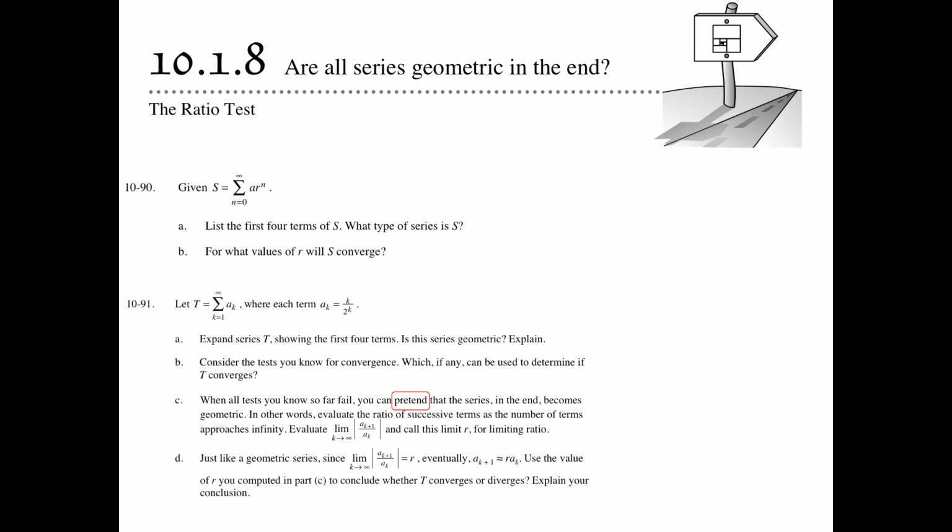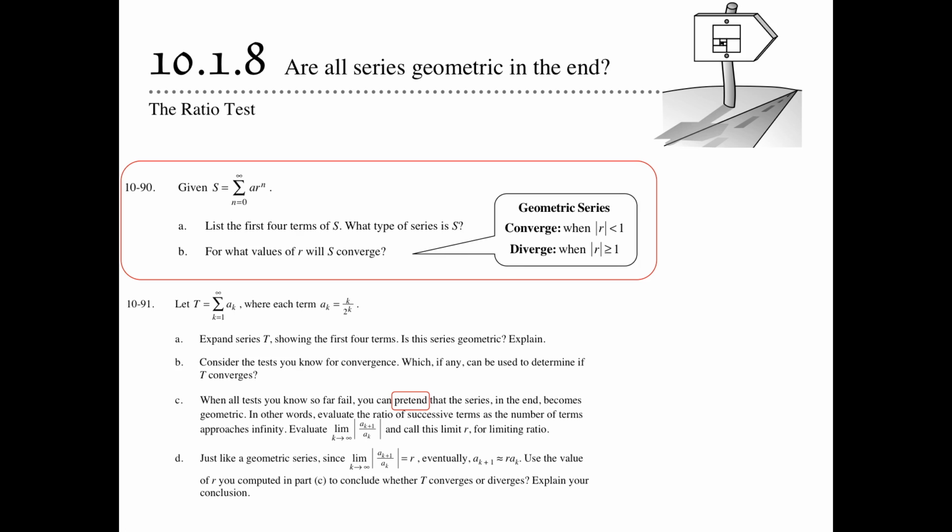Now, the first problem in this lesson, problem 10-90, reviews what those rules are. That is, geometric series will converge when the absolute value of r is less than 1. Now be sure to go over this problem with the whole class at the beginning of the lesson, as this fact will be referred back to again and again throughout this lesson.